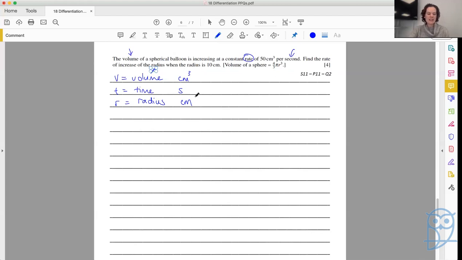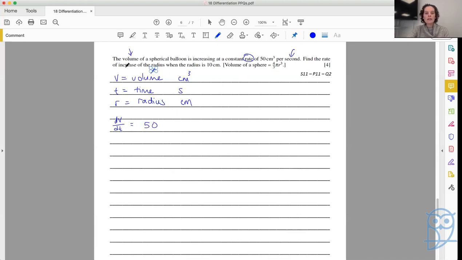Sometimes, maybe once in more than a decade, they've done something fun with the units. But it's always worth writing them down, and then you know, have they done something fun, or am I just working straightforward? This one's straightforward. Seconds, centimeters, centimeters cubed. Next thing we always do for a chain rule question is we write down our rates. Centimeters cubed per second. So that is volume by time. So dV by dt equals 50. They gave it to us.